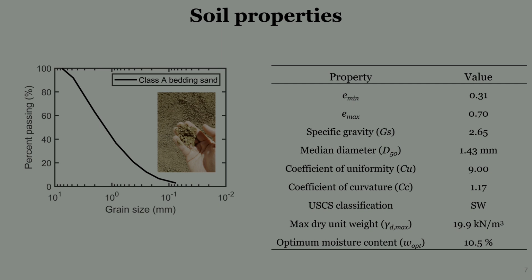To fill the box, we used Class A bedding sand. This is a local soil that is sourced in Reno. You can see the particle size distribution curve as well as the picture of the soil. The table on the right shows the typical soil properties for this soil. I would like to highlight that this is a well-graded soil, and it has a maximum dry unit weight of 19.9 kilonewton per meter cubed, and an optimum moisture content of 10.5%, which was obtained from the modified Proctor test.